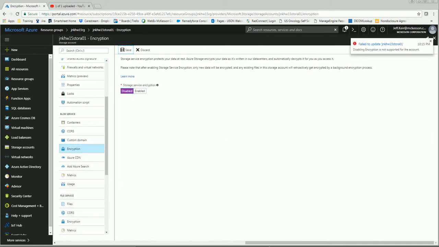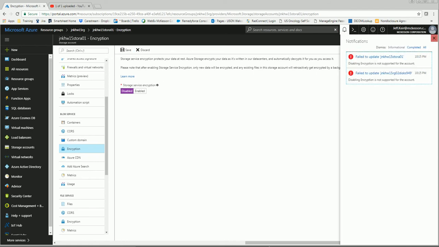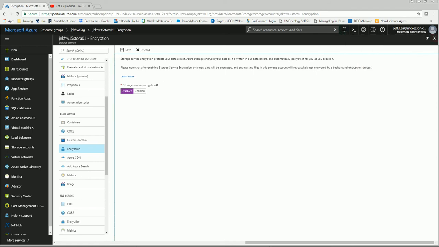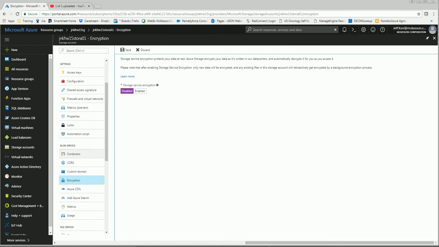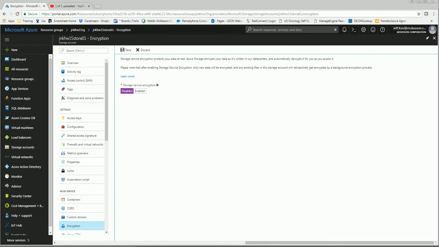Save. Boom. Same failure. Look at that. I am not turning this off without, I don't know, calling somebody. Turning it off is not possible. Okay, so let's talk about how this actually interacts with our software. And by talk about, I mean let's look at it.